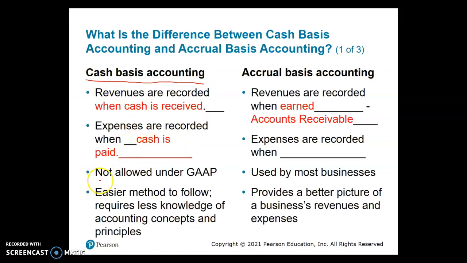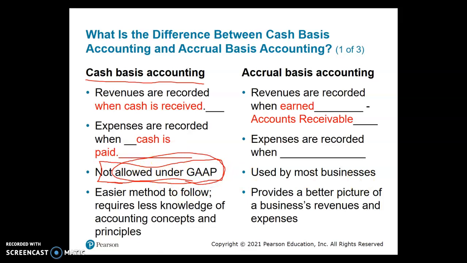However, it seems simple, and it is, but it doesn't apply the matching principle. So for that reason, the cash basis of accounting is not allowed under GAAP. It doesn't follow generally accepted accounting principles. So it is an easier method to follow. It requires less knowledge of accounting concepts and principles, but for that same reason, it's not GAAP approved.